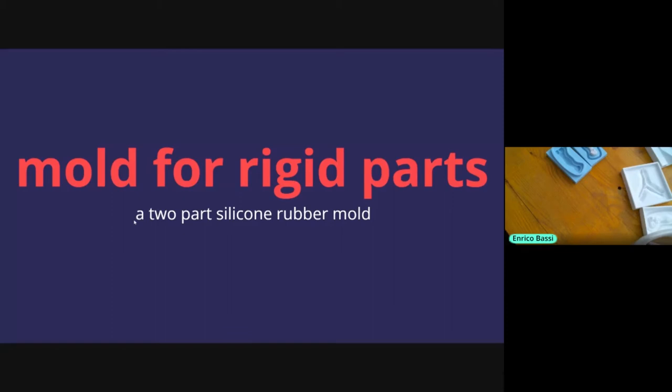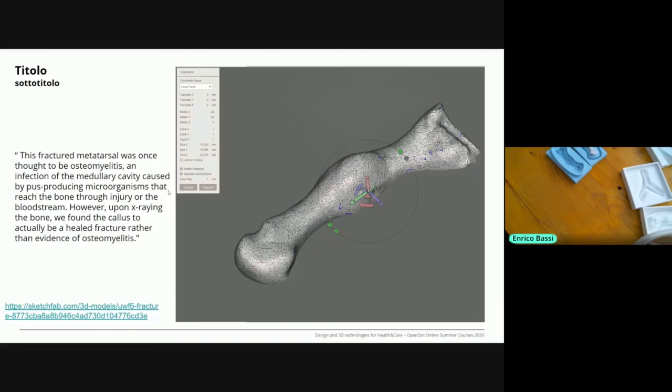So back to the presentation. Forgot to edit the title again. So this is our starting object. This is the description you can find in the link I shared with you, and here you have the link. So you can actually reuse the same thing.